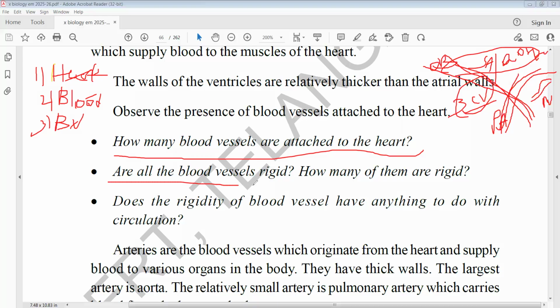Are all the blood vessels rigid? How many of them are rigid? Arteries' walls are thick. Later we will discuss this. Does the rigidity of a blood vessel have anything to do with circulation? Yes, the rigidity helps to move blood forward to far places due to pressure.